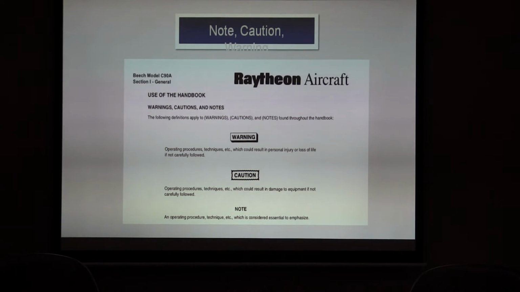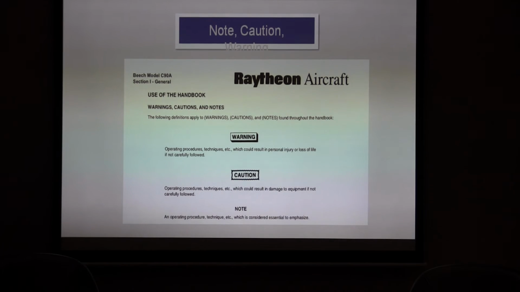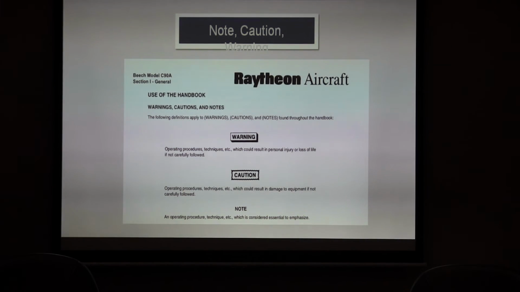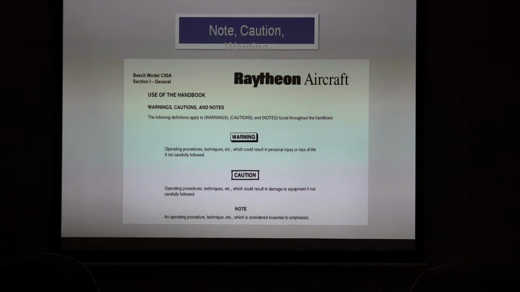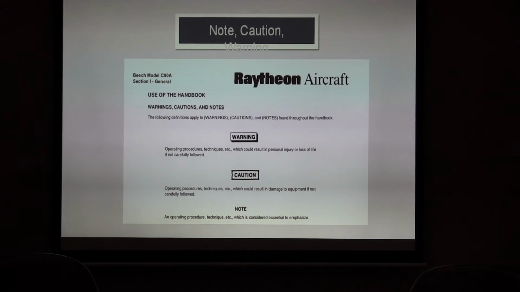Out of the POH again, in section 1 general, the definition of warning, caution, and a note. A note is an operating procedure or technique which is considered essential to emphasize. A caution is a procedure or technique which could result in damage to equipment if not carefully followed. And the warnings are operating procedures or techniques which could result in personal injury or loss of life if not carefully followed. So getting more severe. And they do hold true to that very carefully. If you see a warning, it typically involves smoke or fire or some sort of danger to human life versus a caution, which is just operational, mechanical type stuff.